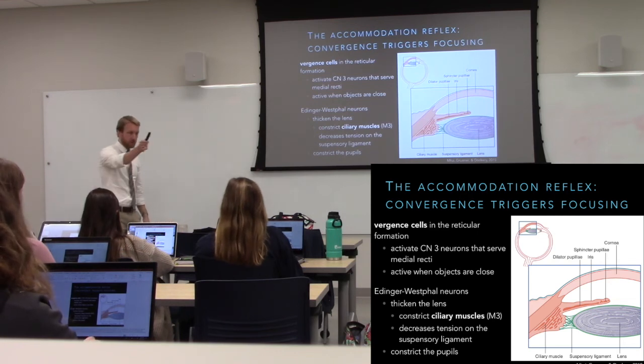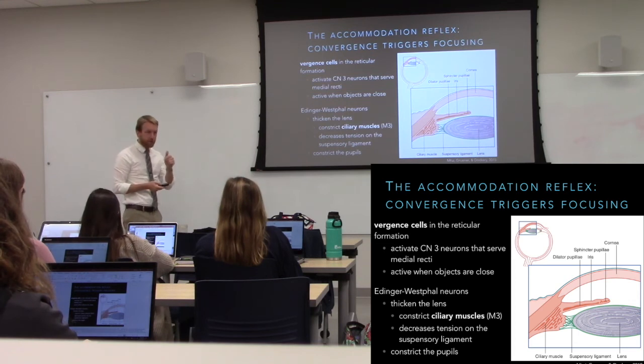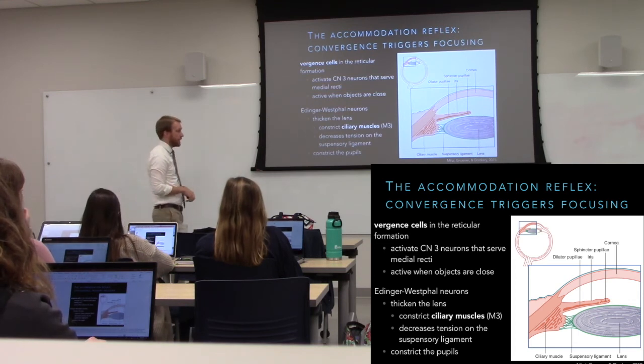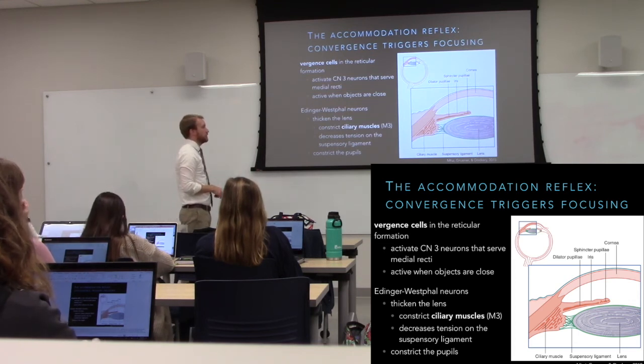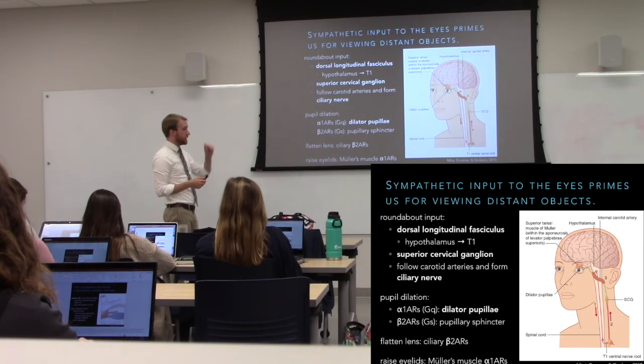When you look at something a little more distal, your eyes aren't converging as much. Reduced parasympathetic input in that case. So rather than thickening the lens, we can thin it out. You can also, of course, thin it out with sympathetic input.